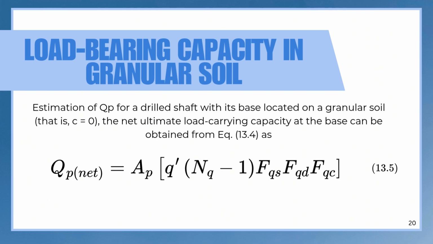For equation 13.5, this equation gives the net ultimate base capacity Q_p for a drilled shaft in granular soil, where cohesion is zero. Since the soil is cohesionless, the load capacity is mainly controlled by effective stress and frictional resistance. The term N_q − 1 is used to represent the net effect of the bearing capacity factor. The factor N_q includes both the soil resistance and the existing overburden pressure, so subtracting 1 removes the initial stress that is already present in the ground.